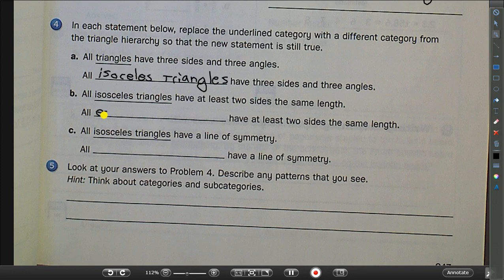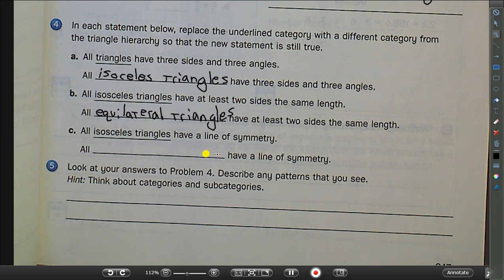Hopefully I can squeeze all of this in here. Equilateral triangles. Close, almost got it. So all isosceles triangles have at least 2 sides the same length. Equilateral triangles are a subcategory of isosceles triangles, so all equilateral triangles also have at least 2 sides the same length. All right, problem C.